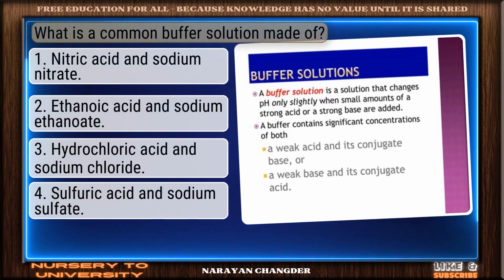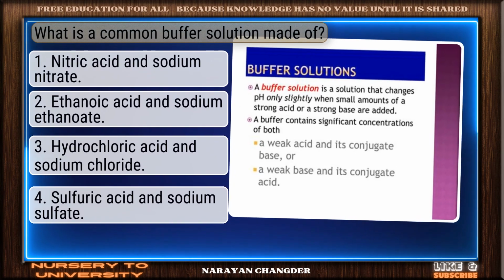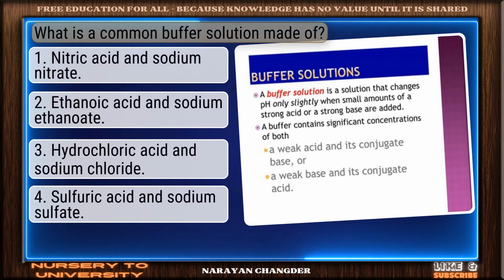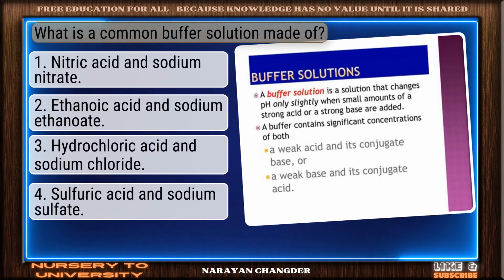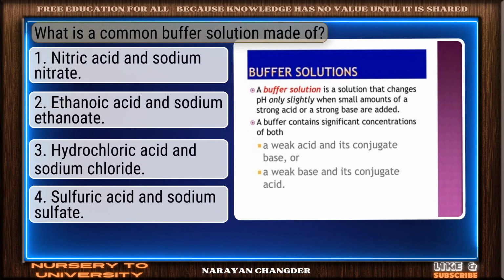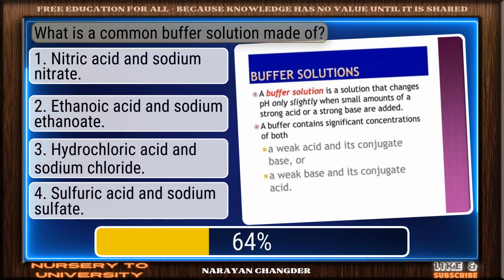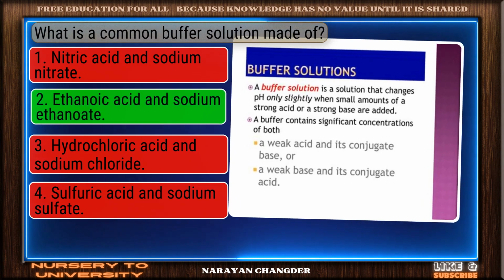What is a common buffer solution made of? Option 1, nitric acid and sodium nitrate. Option 2, ethanoic acid and sodium ethanoate. Option 3, hydrochloric acid and sodium chloride. Option 4, sulfuric acid and sodium sulfate. Keep it up, ethanoic acid and sodium ethanoate.